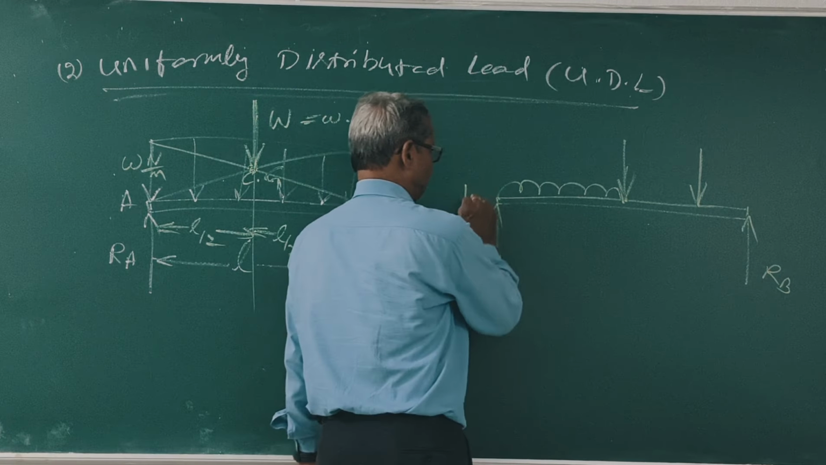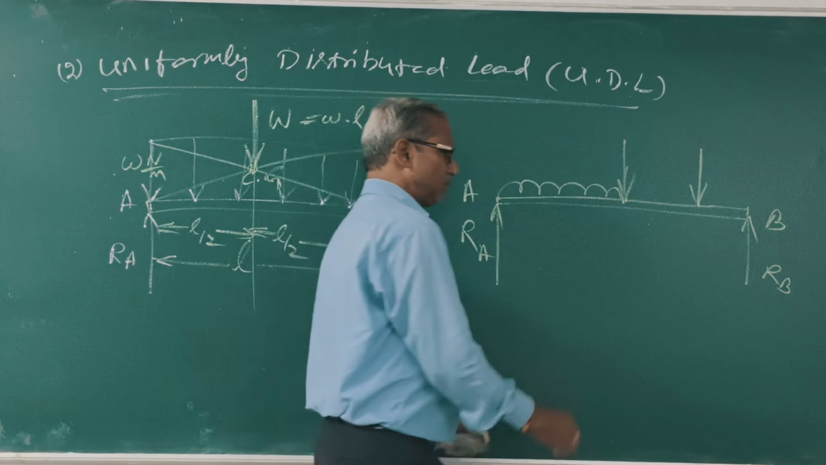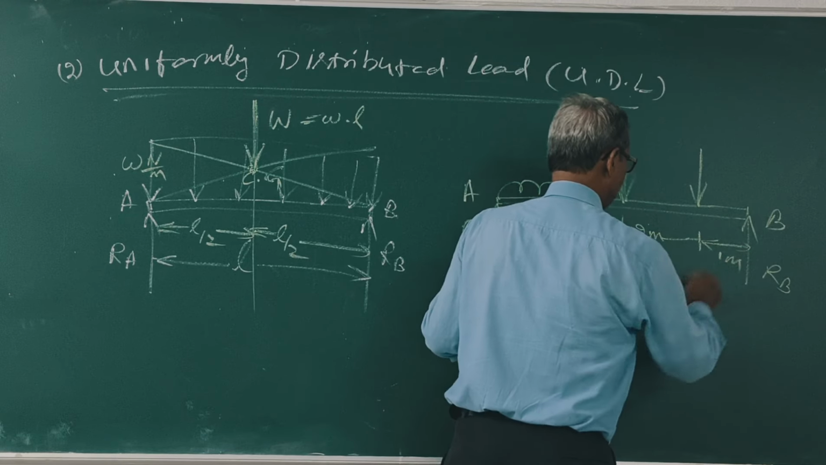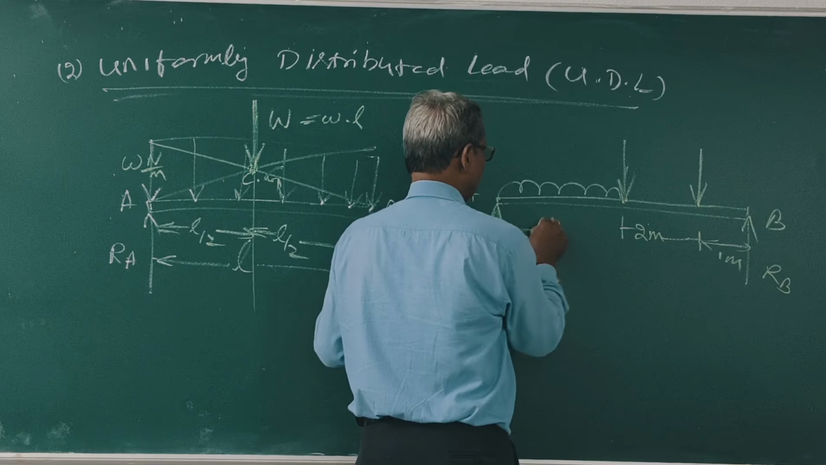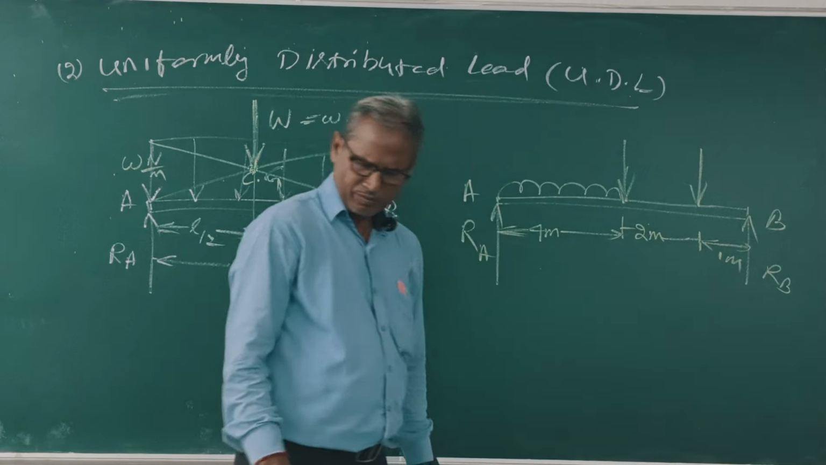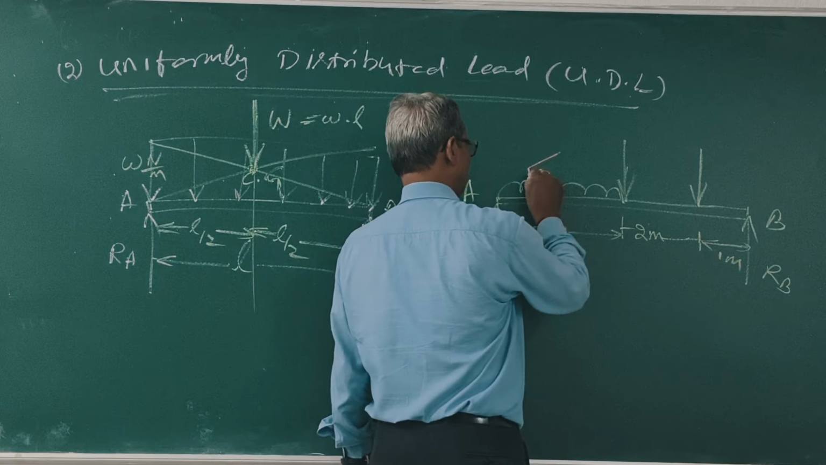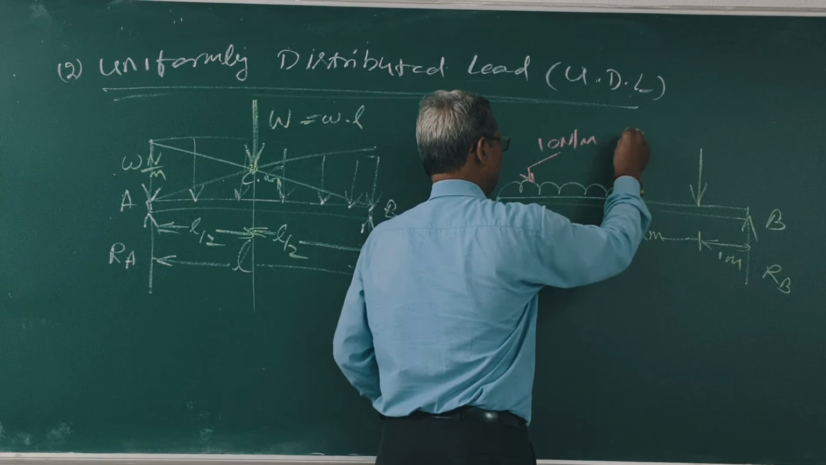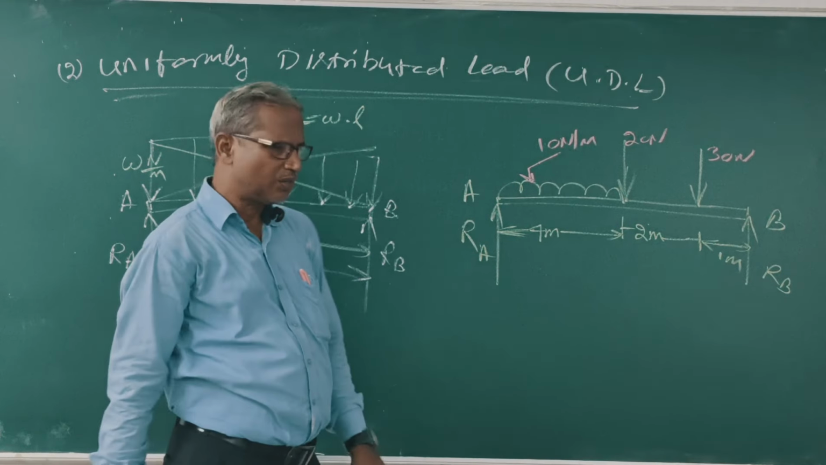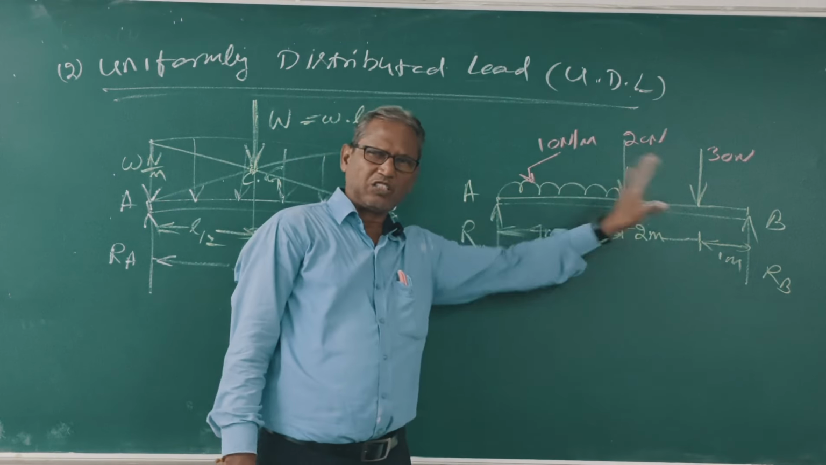Clear? This is point A. This is point B. This is 2 meter, 1 meter, 3 meter, or 4 meter. Clear? Suppose this is equal to 10 Newton per meter, 20 Newton, 30 Newton. The beam is loaded as some figure. This portion is UDL, this is point load, this is point load.